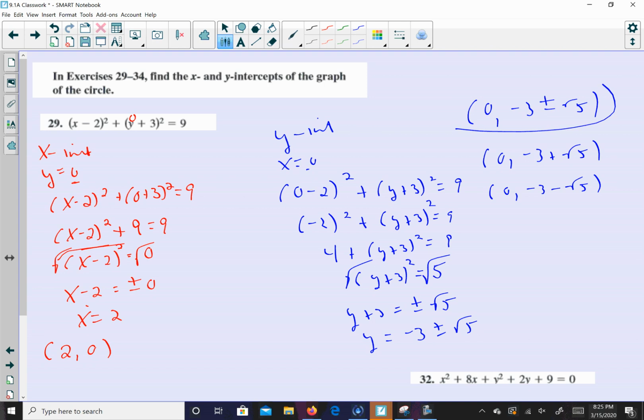And you can leave it like this, where you have the plus or minus there, or you can write the two separate ones. That's your personal choice. I guess it's up to you.